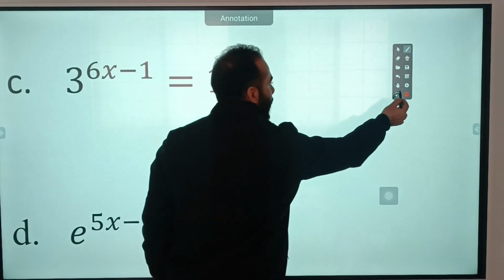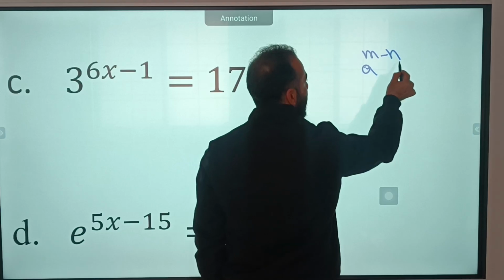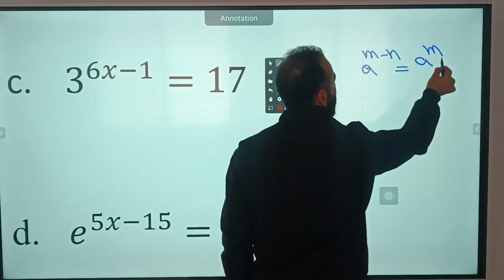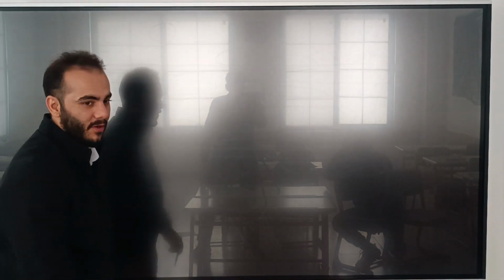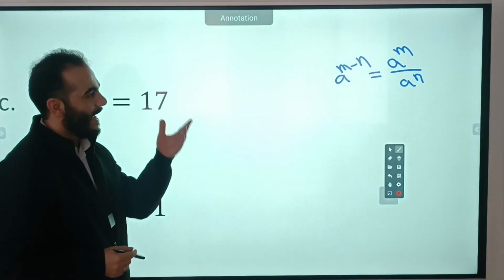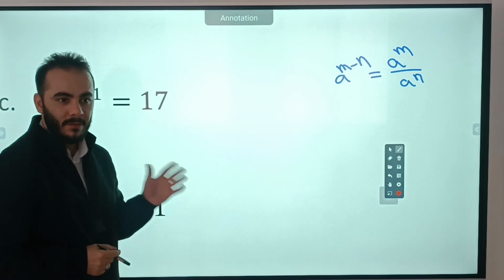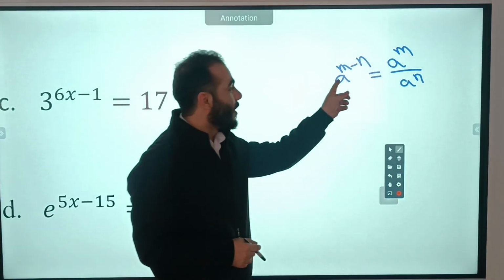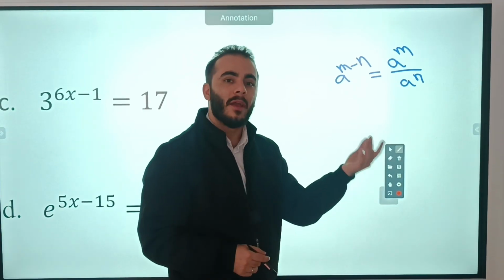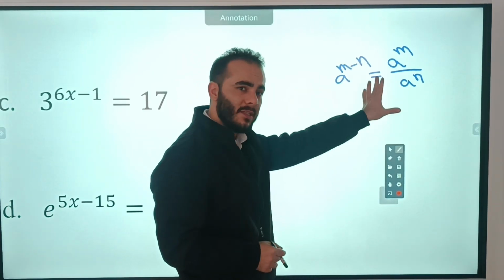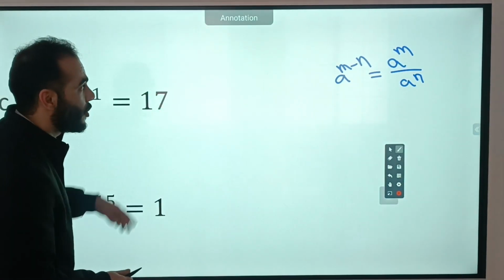So remember here, we studied something like this: a powered by m minus n can be written as a powered by m over a powered by n. We studied that note in previous grades. Whenever we have a powered by m minus n, in fact it is a powered by m over a powered by n. We can use that note in this question before taking the logarithm of both sides. Let's just use this one.